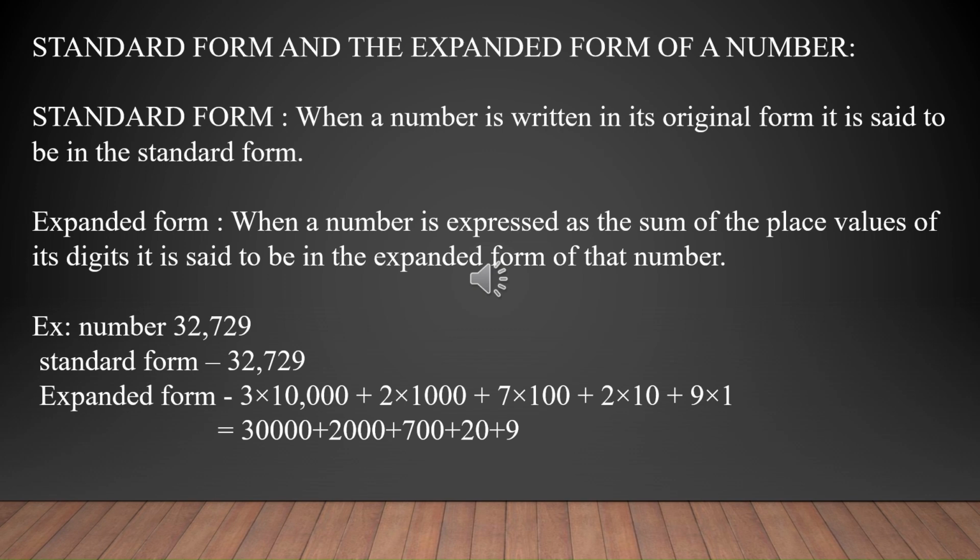Here the number given to you is 32,729. What is the standard form of this number? It is 32,729. Then what is the expanded form? You will expand the number according to the place values. 3 is in 10,000's place.